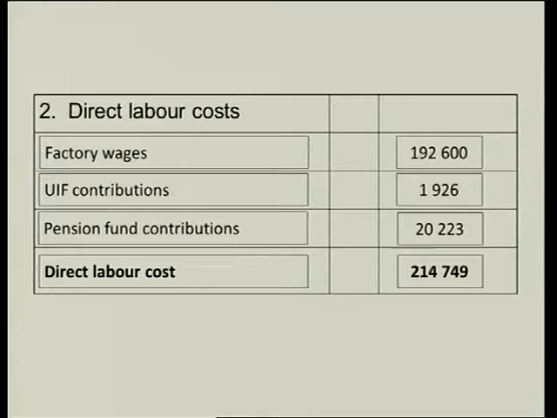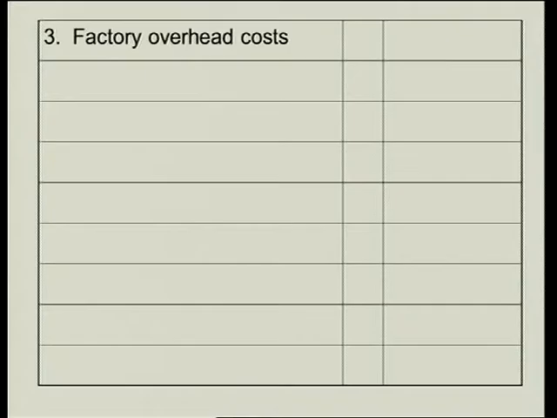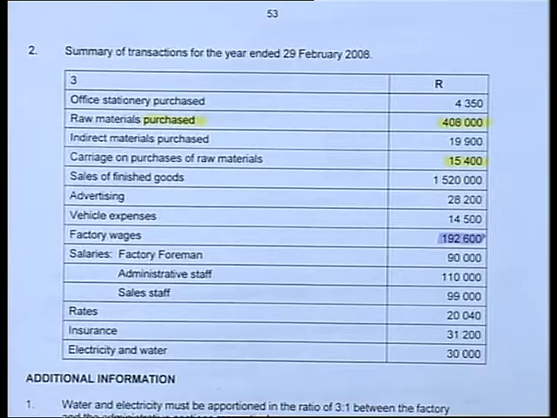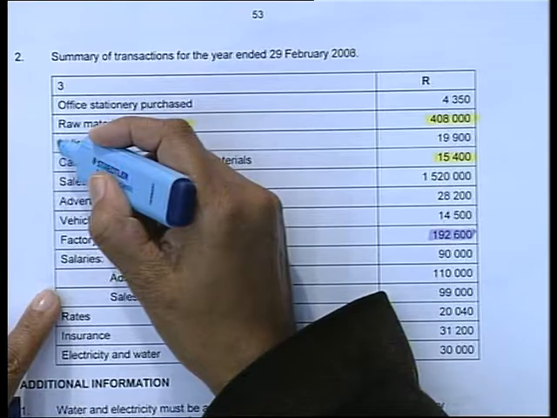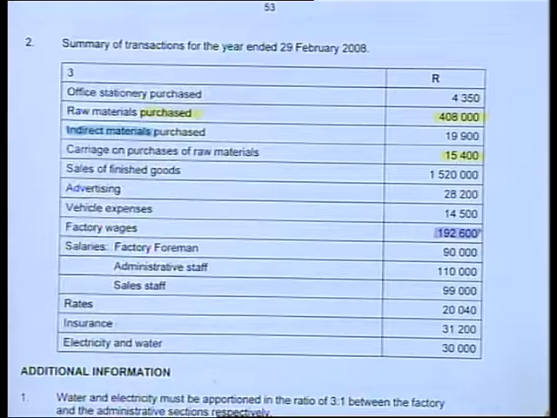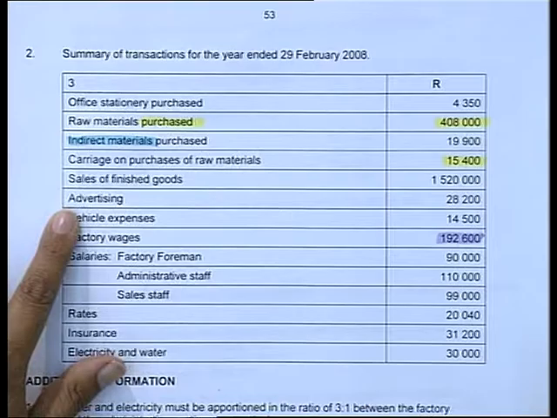Our next note, learners, is the factory overhead costs. Factory overhead costs, your indirect and any factory related expense. So let's see on the exercise what our factory related expenses are. Firstly, let's put in our indirect materials. Indirect materials we have to put in, but don't put in the amount, learners. We're going to write it in. I'm just identifying all our indirect costs. So we have indirect materials. That is part of our manufacturing overheads or our factory overheads.